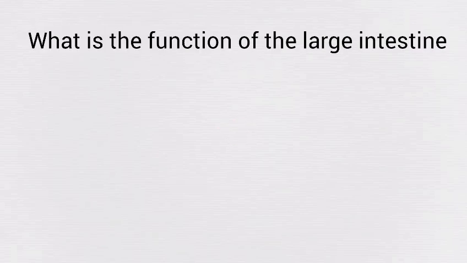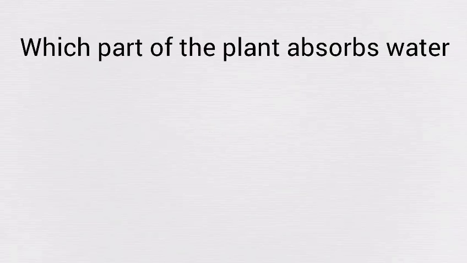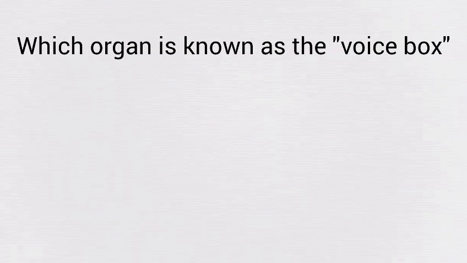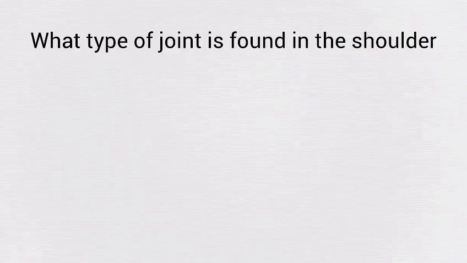AB. What is the function of the large intestine? Absorption of water. Which part of the plant absorbs water? Root. Which organ is known as the voice box? Larynx. What type of joint is found in the shoulder? Ball and socket joint.